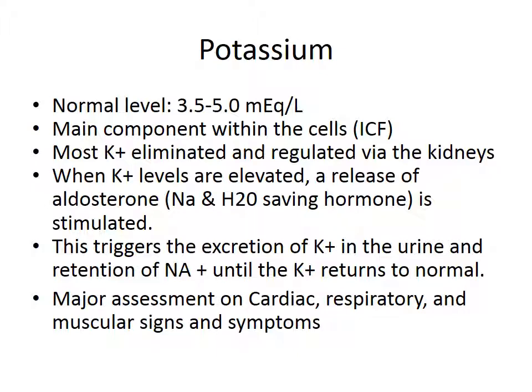Potassium. Normal potassium level is 3.5 to 5, the main component within the cells, the intracellular fluid of the cells. Most potassium is eliminated and regulated via the kidneys. When potassium levels are elevated, a release of aldosterone, a sodium and water-saving hormone, is stimulated. This triggers the excretion of potassium in the urine and retention of sodium until the potassium returns to normal. The major assessments for a patient with potassium issues are the cardiac, respiratory, and muscle signs and symptoms.